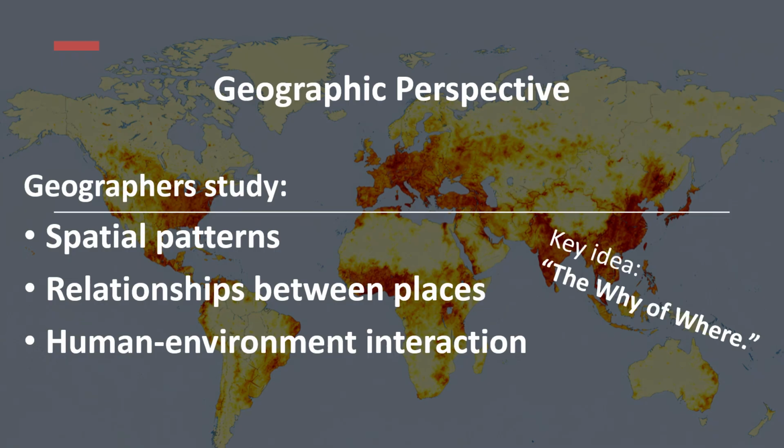In terms of geographic perspective, we look at spatial patterns. Where are things located in relation to other things? Relationships between places. Do places interact? And then human environment interaction. How do we as people interact with the natural environment?